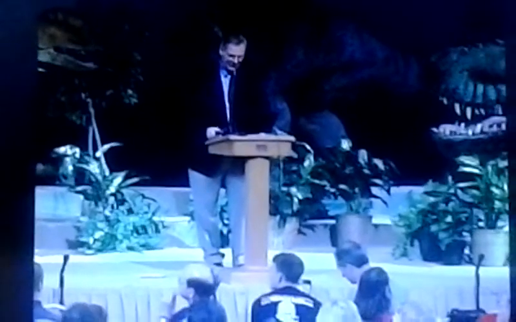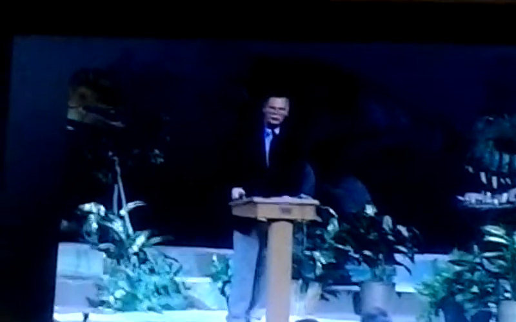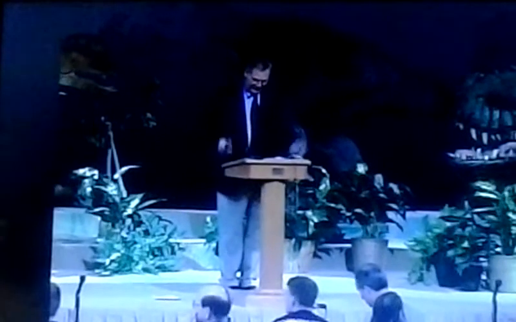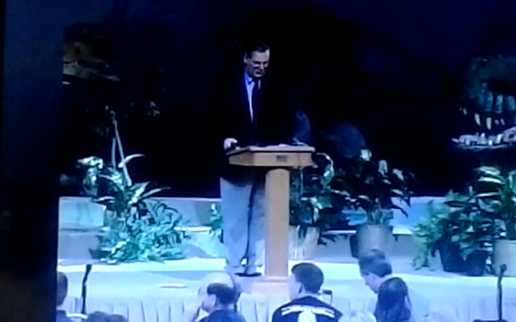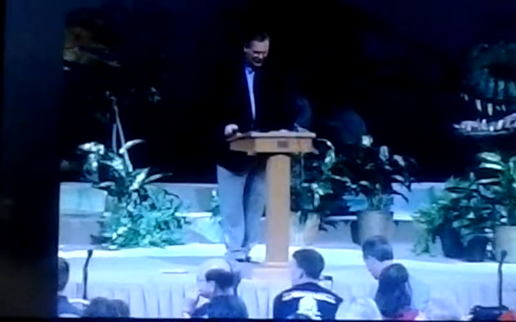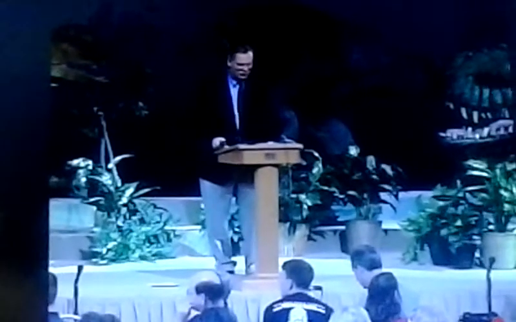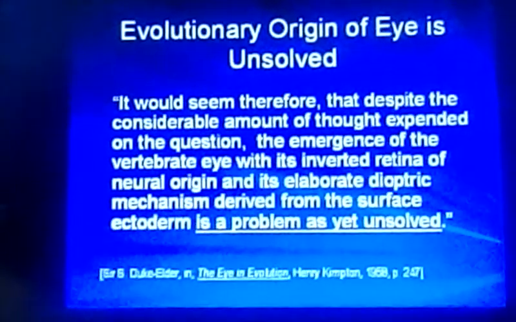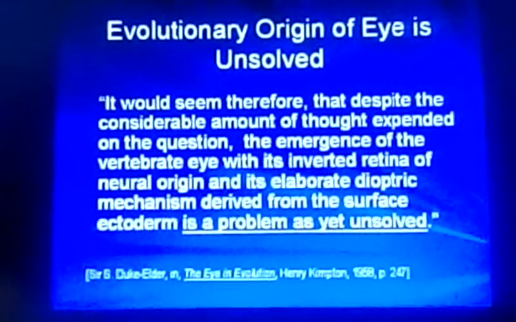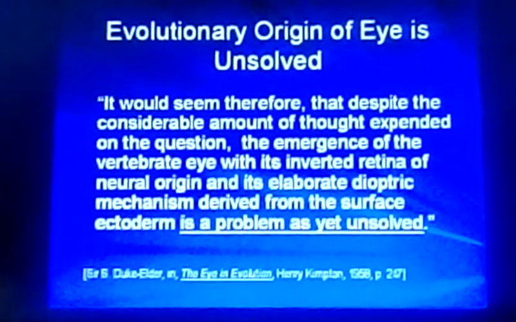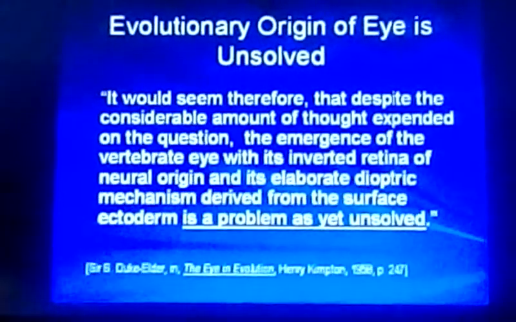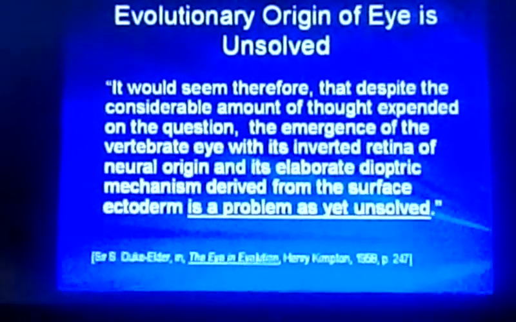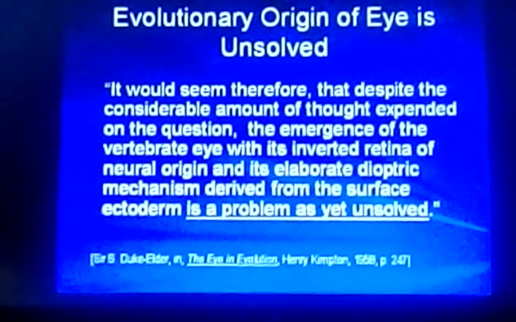Well, there is a fellow by the name of Sir Duke Elder who is, I would say, Mr. Eye. He's written a multi-volume set of books that you can find in most medical school libraries. And Sir Stuart Duke Elder, an Englishman, wrote a book in this series called The Eye and Evolution. And in the book, he says that unless you're willing to engage in a lot of speculation and what have you, there's been a lot of thought put on the subject of the origin of the eye, the vertebrate eye, with its inverted retina and everything. And he says that up to now, it's a problem that is as yet unsolved. This is in a book called The Eye and Evolution.